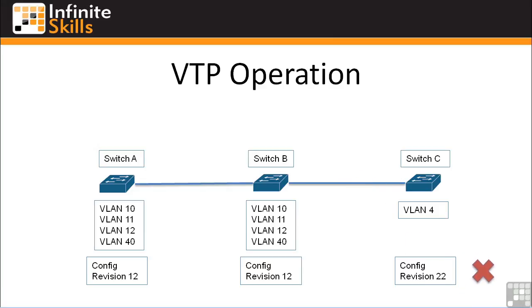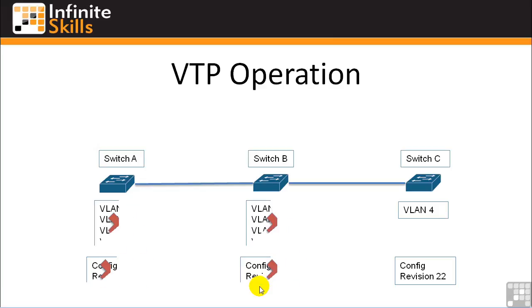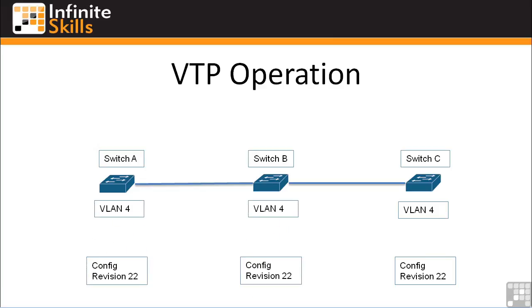So we reconnect this link. Switch C then starts sending out VTP updates saying, hey, I've got VLAN 4. My config revision is 22. Now, if you'll recall what we talked about just on the last slide, switch B is going to get this update, and it's going to say, oh, config revision 22, it's higher than what I have, config revision 12. So I am just going to throw away my entire VLAN database, like so, and I'm going to replace it with VLAN 4 and config revision 22.